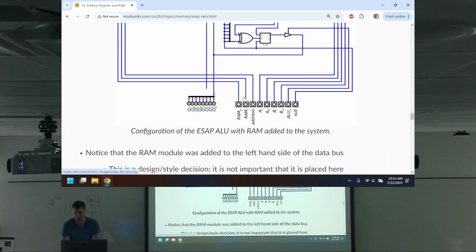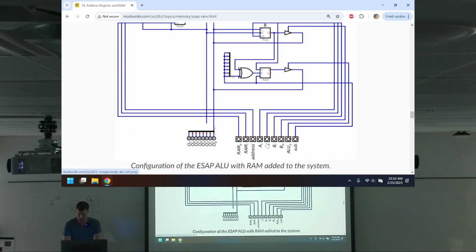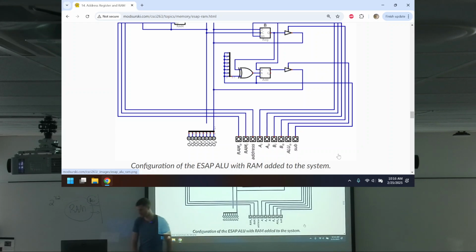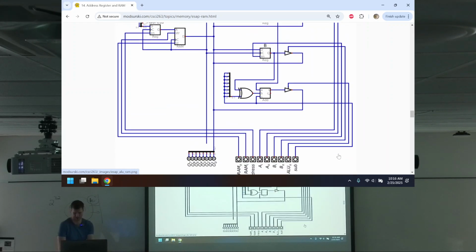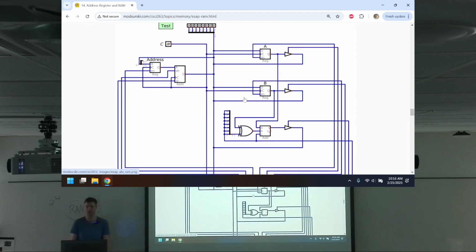Then I put all the control signals down here just to have them in a nice spot. So these were the control signals we had before: A, B, ALU if we're doing subtraction. But now we have RAM out, RAM in, and address register. Okay? Cool. And we can still have our little output lines here to see whatever's on the bus. That's the idea. There's our design. Pretty cool, right?